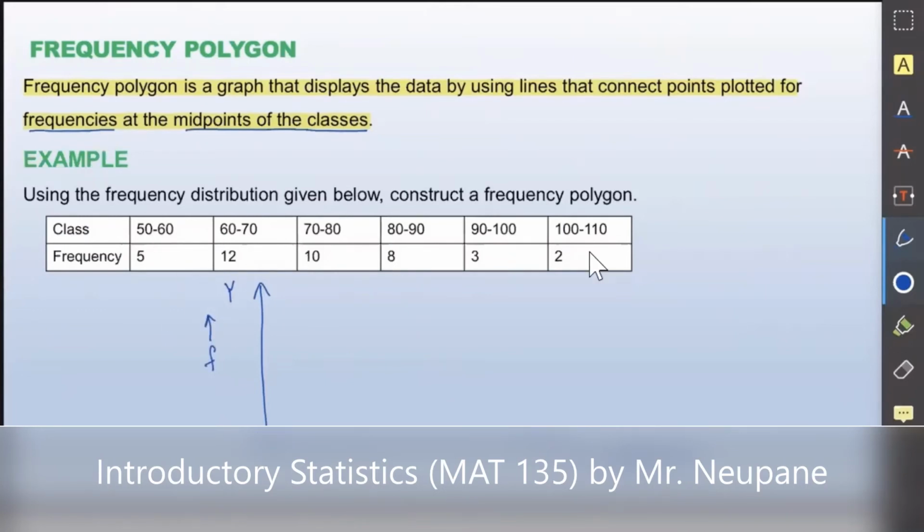Then here are the classes. You can see 50 through 60, 60 through 70, 70 through 80, 80 through 90, and so on. We are going to find the midpoint of each. What is the midpoint of 50 through 60?